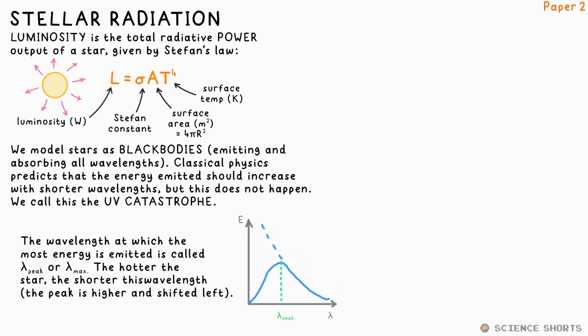The wavelength that emits with the highest energy we call lambda peak. The hotter the temperature, the shorter this wavelength is, and the higher the peak. This peak wavelength is given by Wien's law. Wavelength times temperature in Kelvin equals Wien's constant, which is 0.0029.